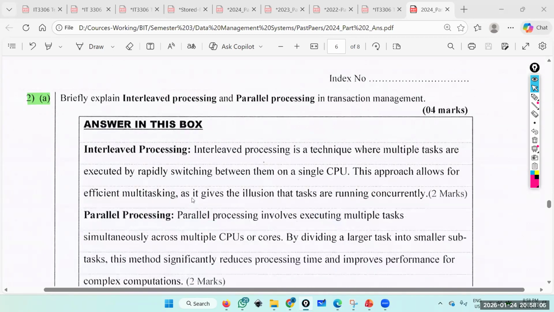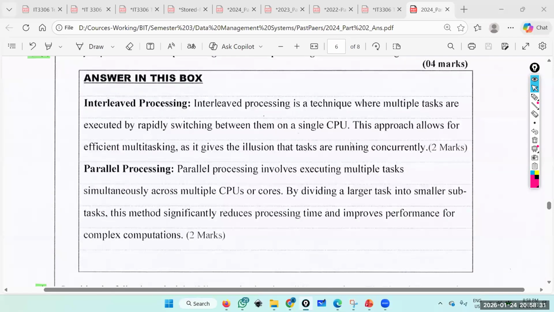Interleaving is a processing technique where multiple tasks are executed by rapidly switching between them. Bit of T1, bit of T2, bit of T1, bit of T2. This approach allows for efficient multitasking, but it's more complex, difficult to handle. There's a handling overhead. Therefore, people will feel like it's multitasking, but it's not actually real multitasking. Bit of one, bit of two, bit of one, bit of two.